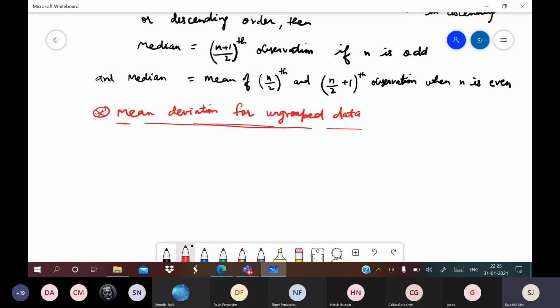Let me write the formula here. Mean deviation is equal to sigma i from 1 to n modulus of xi minus x bar, upon n. This is the first formula that you have to understand. And see, it is very easy. I told you, I should not have even taught you this. This is the formula. Everybody knows what is modulus, what is the meaning of sigma, what is x bar. X bar is average. But still, let's do it.